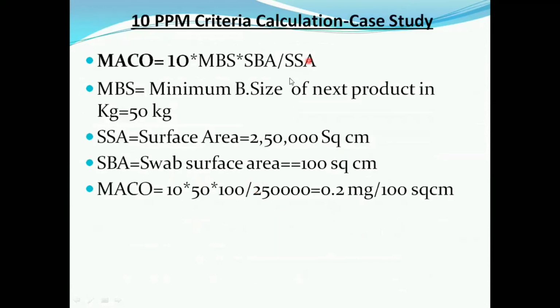Then 10 ppm criteria calculation case study. Micro should be equal to 10 into minimum batch size, then swab surface area, then surface area of equipment. So in this case, if I do the calculation, then 0.2 mg per 100 square centimeter will come.